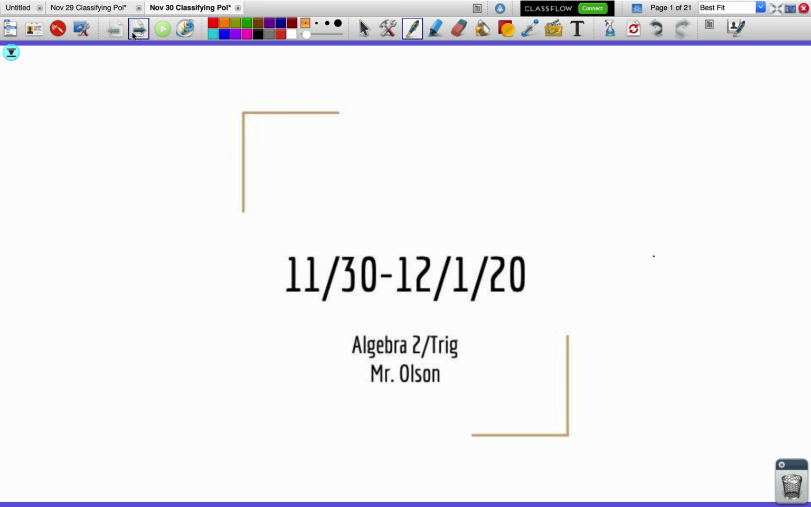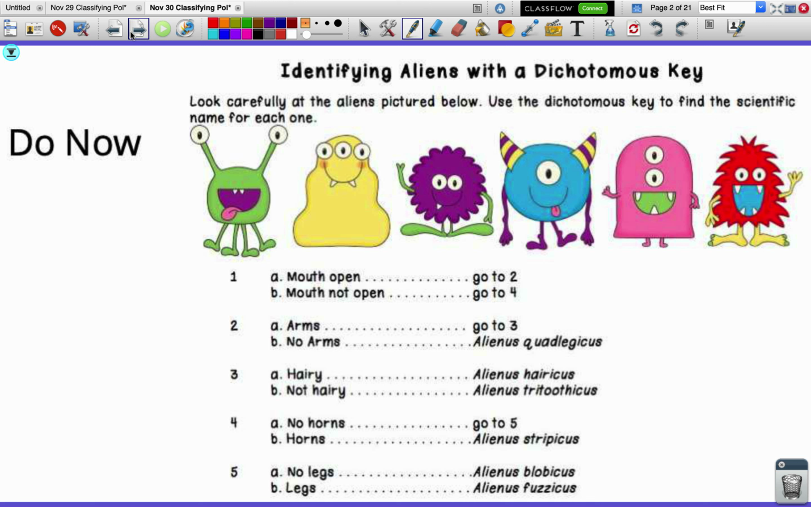One of the things we have to do with polynomials is classify them, so I thought we could have a little bit of fun here with the dichotomous key and classify some aliens first. Specifically, I'll embed a question for you to go through this dichotomous key and come up with the scientific name for this alien right here, the third one in. So go ahead, follow this, come up with the name for this alien here.